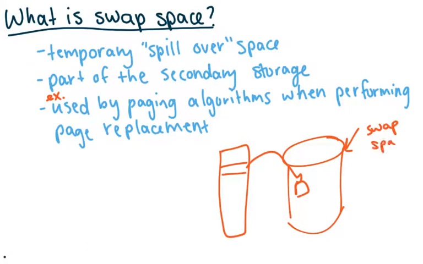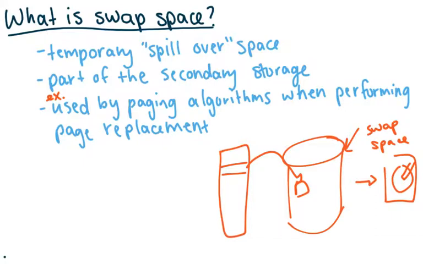At some point, it could leave the swap space and then go back to maybe your HDD. The swap space is in the HDD, but it would go back to the HDD proper.